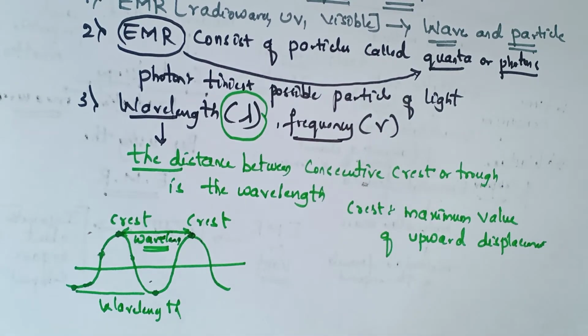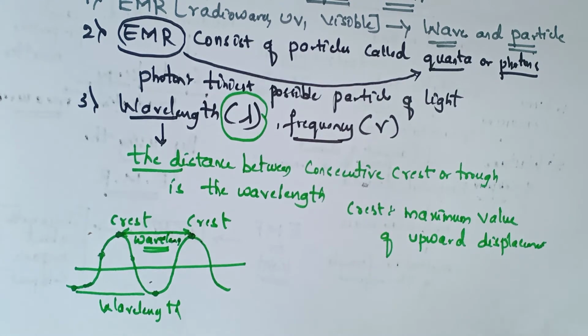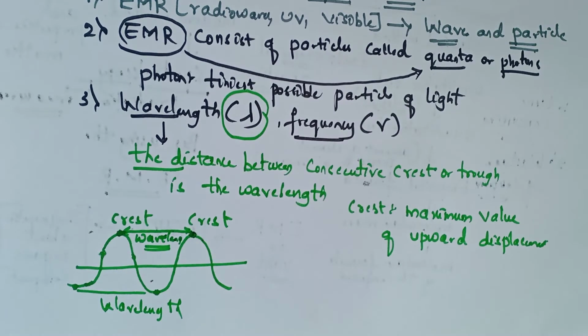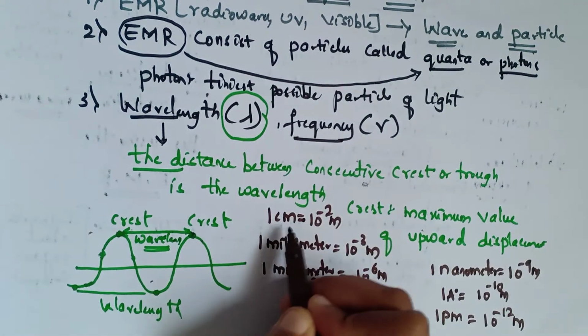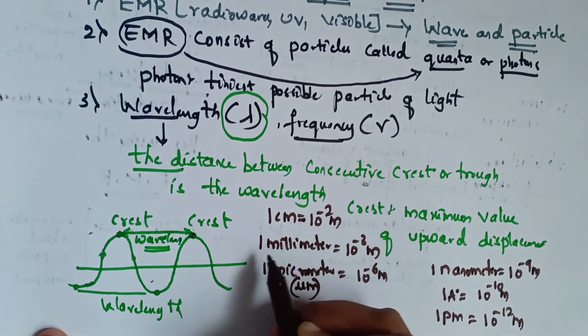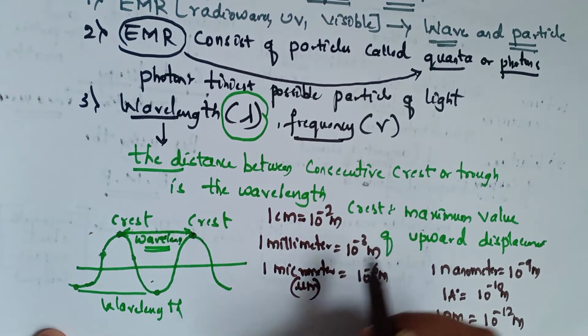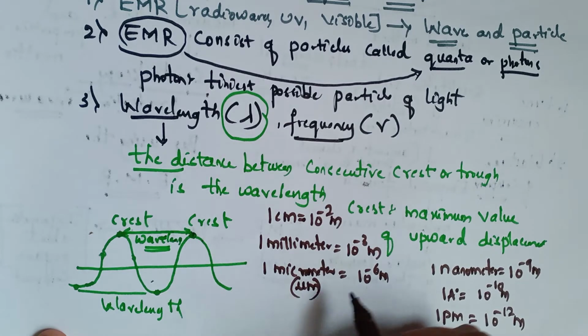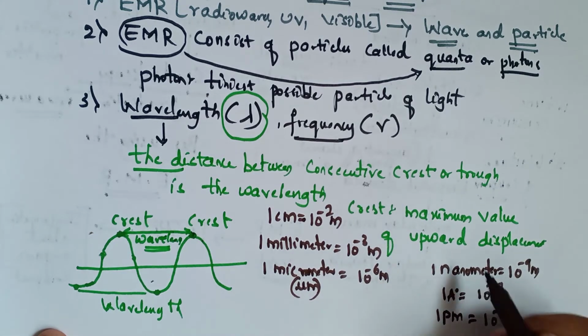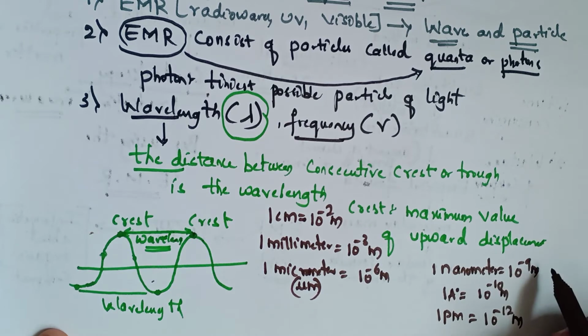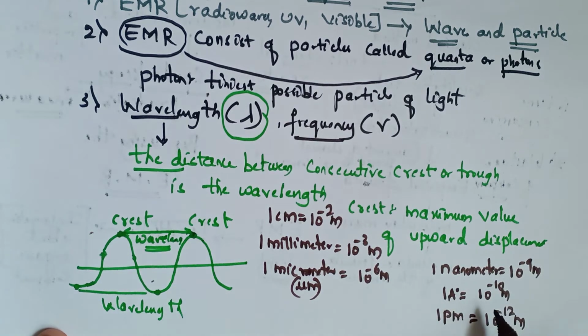Now, an important point that we have to learn is the units to represent this wavelength. The wavelength of electromagnetic radiation is expressed in meters. We have to know these conversions: 1 centimeter is equal to 10 raised to minus 2 meters, 1 millimeter is equal to 10 raised to minus 3 meters, 1 micrometer or 1 micron is equal to 10 raised to minus 6 meters, 1 nanometer is equal to 10 raised to minus 9 meters, 1 angstrom unit is equal to 10 raised to minus 10 meters, and 1 picometer is equal to 10 raised to minus 12 meters.